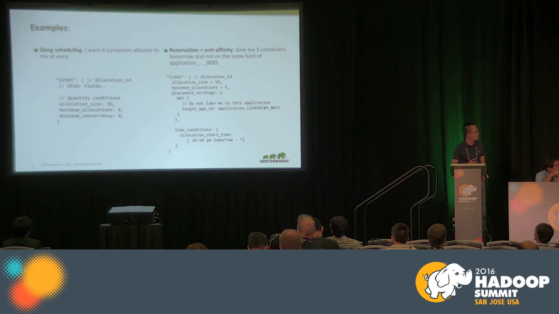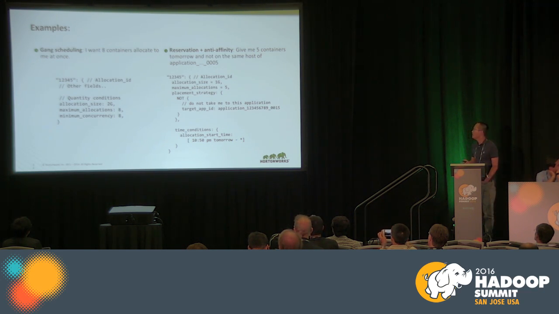The first example is gang scheduling, which is I want 8 containers allocated to me at once. Each of the resource requests has an allocation ID, which is 1, 2, 3, 4, 5. And in the application request, each container is 2 gigabytes. And the maximum allocation means the total containers I want. And minimum concurrency means give me 8 containers at once.